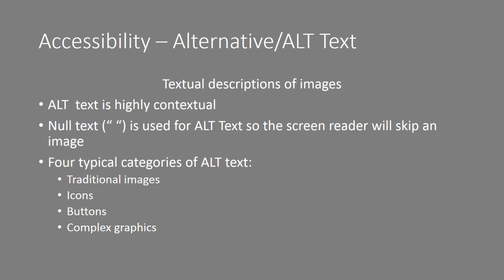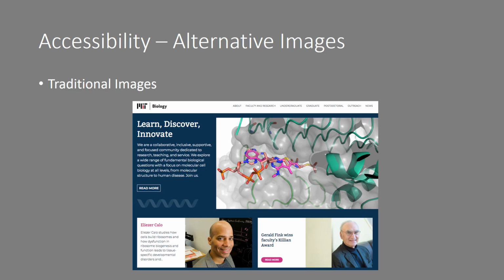There are usually 4 typical categories of alt text. There are traditional images, icons, buttons, and complex graphics. Next slide. Here's an example of a traditional image, which you would see in a website where you have the home page and a big picture on the front, and then there are particular pictures of individuals within the department.